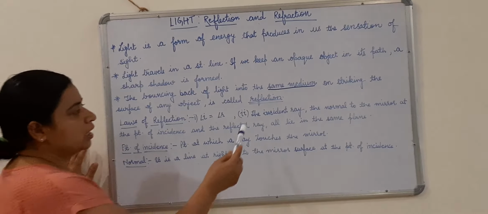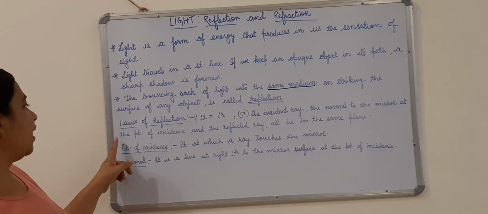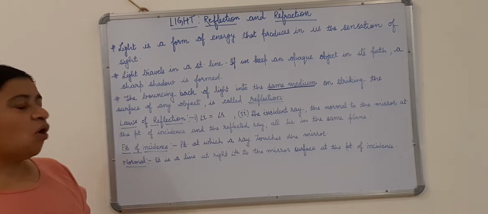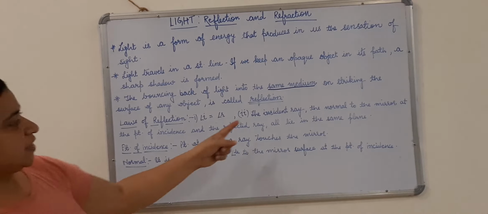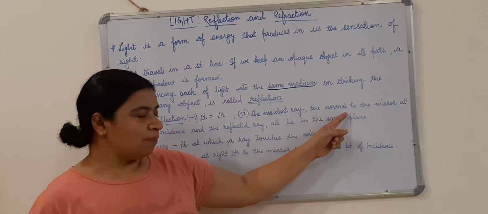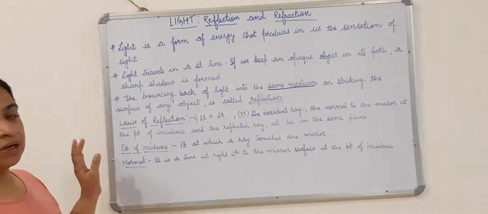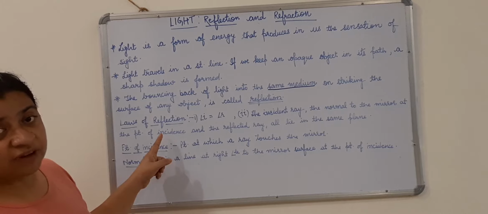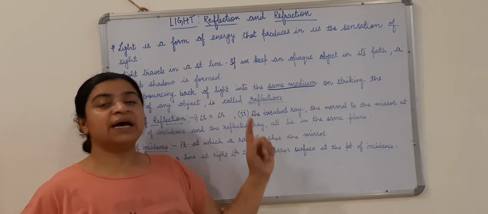Second law: the incident ray, the normal to the mirror at the point of incidence, and the reflected ray, all three lie in the same plane. Children, see, I have written here the incident ray, the normal to the mirror. Where will be the normal? Normal will be on the mirror at the point of incidence, and the reflected ray, all lie in the same plane.